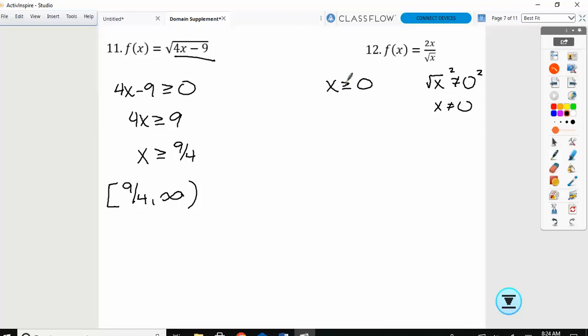So the radical piece tells me x has to be greater than or equal to 0, but this tells me x can't be 0. So greater than 0. So it's everything greater than, but not equal to, 0. So it would be a parenthesis: 0, comma, infinity. And the only reason we couldn't have that bracket on the 0 is because it made the bottom of the fraction equal to 0.